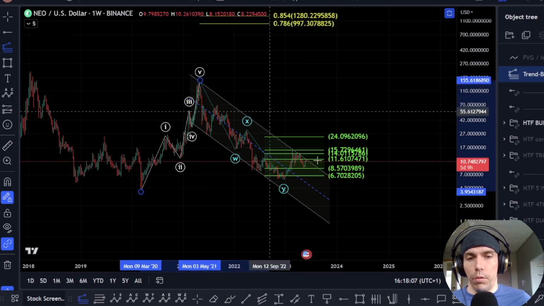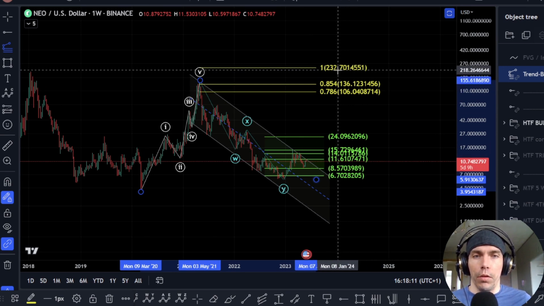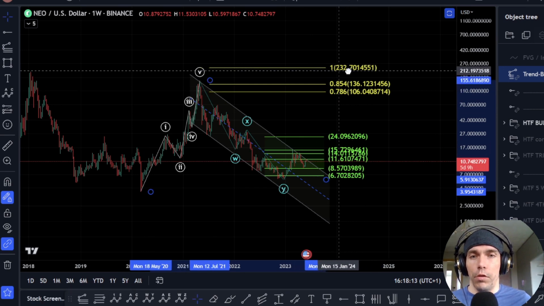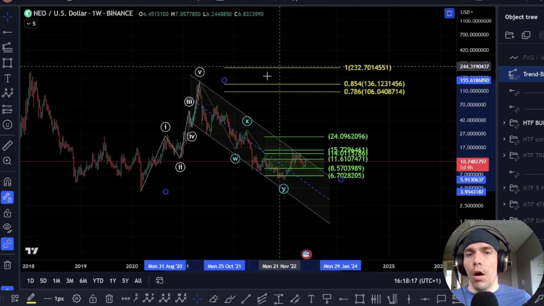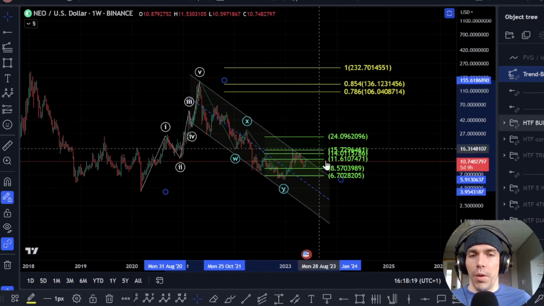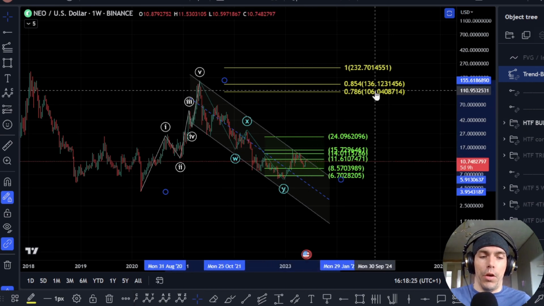Now, if we had to throw the fib onto this, a 1-to-1 could actually bring us up here towards this $232 area. Now, this would bring us back into this high point here. Obviously, we don't have confirmation of this yet, and this can still be a few things. We're going to discuss this within the video.